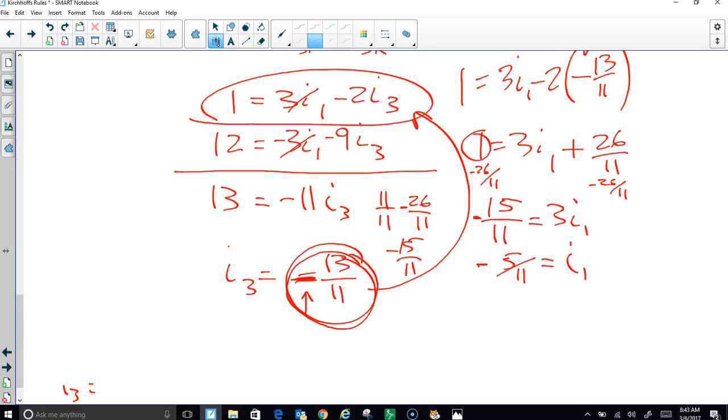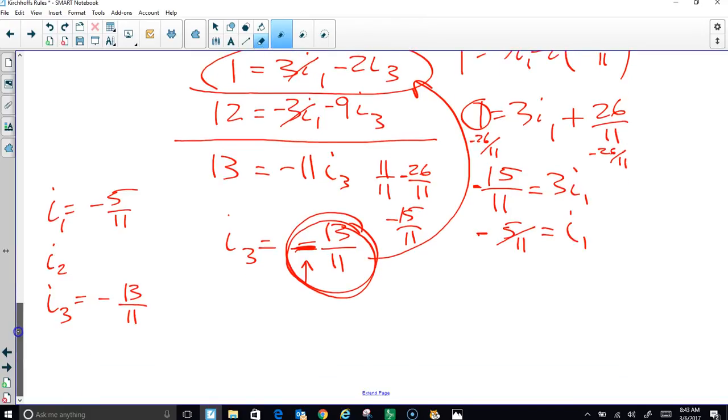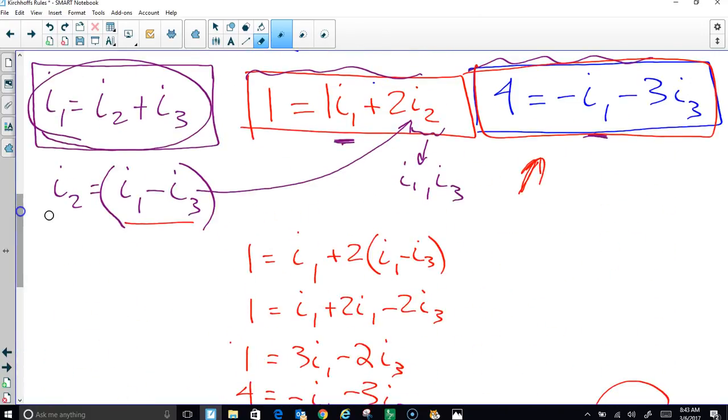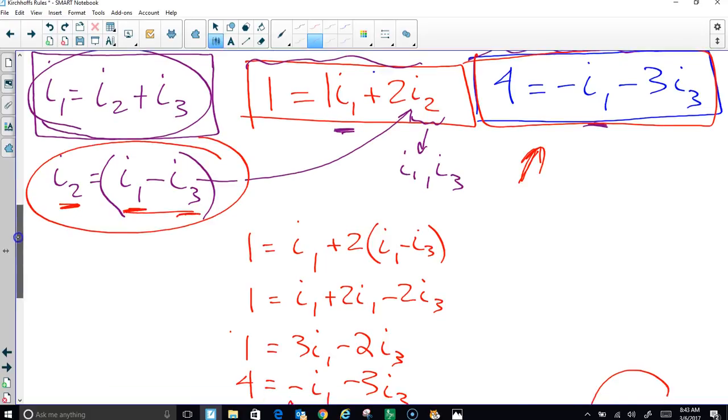Let's recap so far. I got I1 is negative 5 elevenths. Don't know I2 yet, but I'm about to get it. I3 I know is negative 13 elevenths. I'm going back to that junction rule and find I2. I'll go back to this one, because this has I2 already solved. So I'm going to do I1 minus I3. Should give me I2.